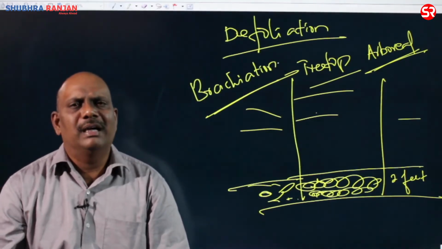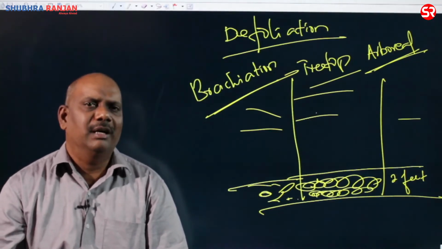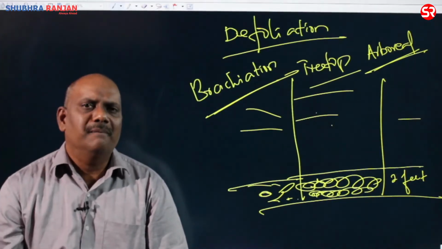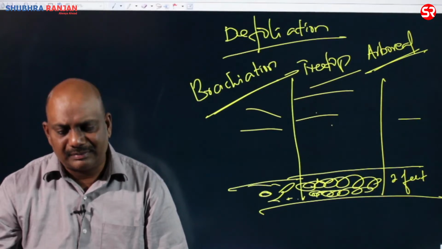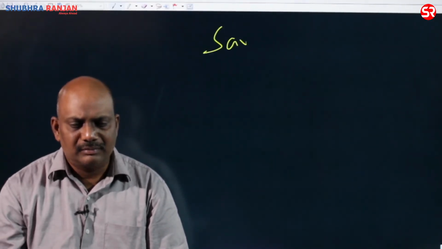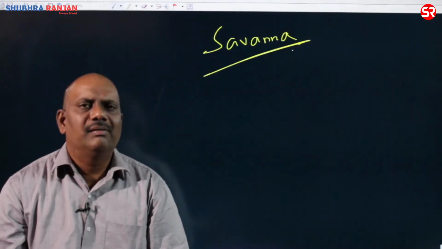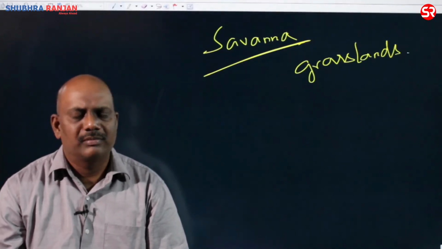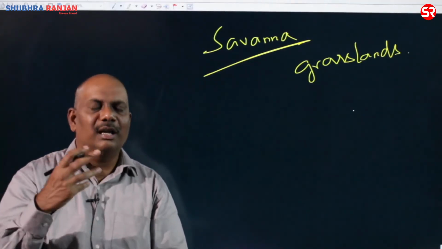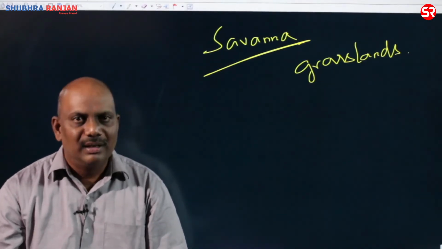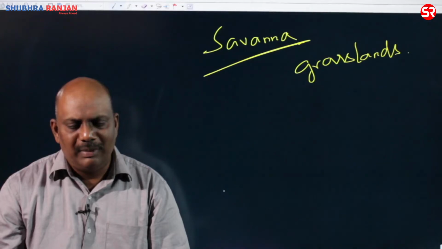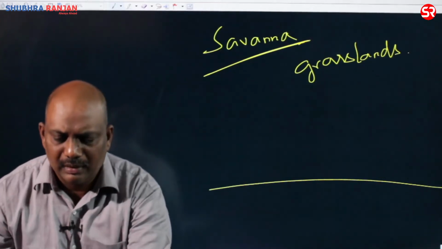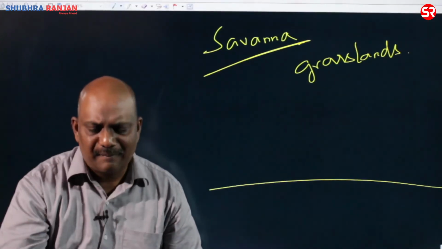Suddenly what happened, because of the change in environment, this rainforest like vegetation was replaced by a savanna type of vegetation. Savanna means grasslands. In a savanna, you can Google and see there are a number of images available about the grasslands. So how will a grassland look like? There will be a number of grasses which will grow up to the height of 8 to 10 feet easily.